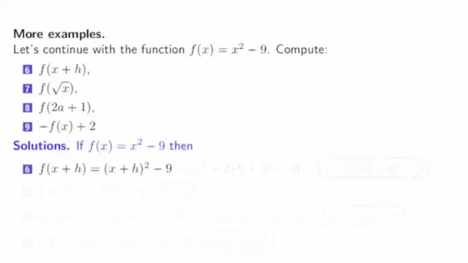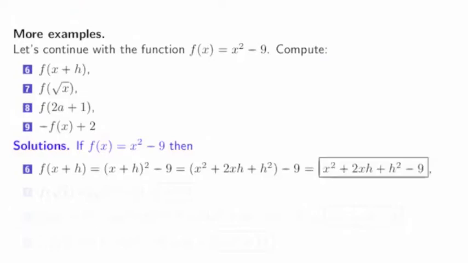In the first case, if my function squares inputs and subtracts 9, then when you drop in x plus h, you have to square x plus h and subtract 9. It takes some algebra to square x plus h. X plus h squared is x squared plus 2xh plus h squared. Then we subtract 9 and get this answer. Don't forget that when we square x plus h, we're going to get a middle term 2xh.